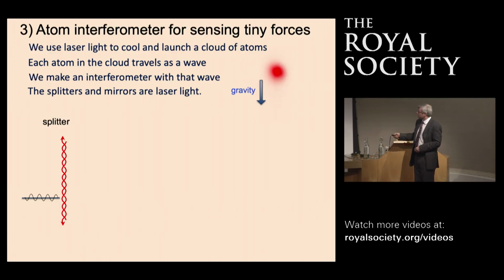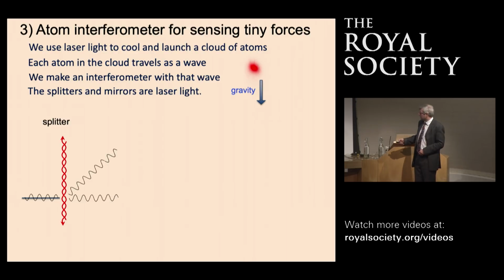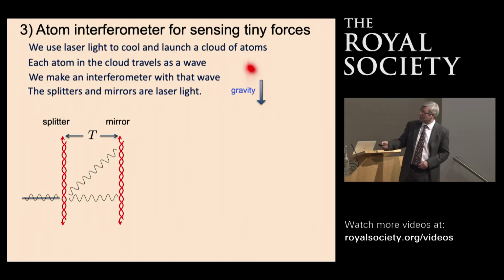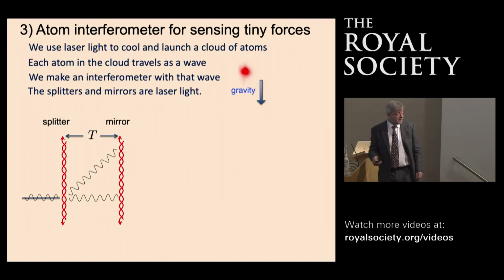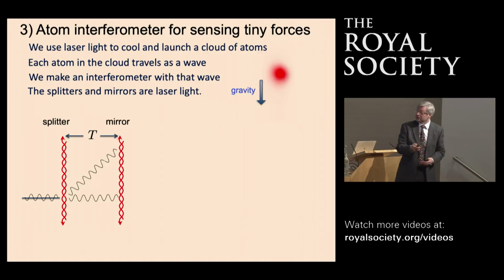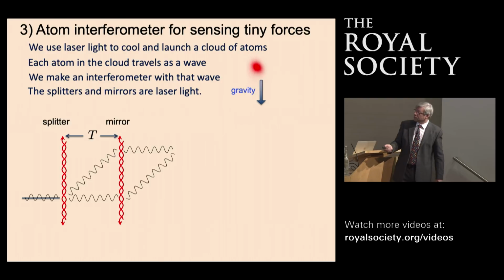So we have a pulse of light, and what it does is to split the atom wave into 2 bits. And then after some time, we have another pulse of light, and the job of this pulse of light is to be the mirror. What does the mirror do? It pushes the 2 waves back together again, like so. And after a second time interval, t, they come together here.